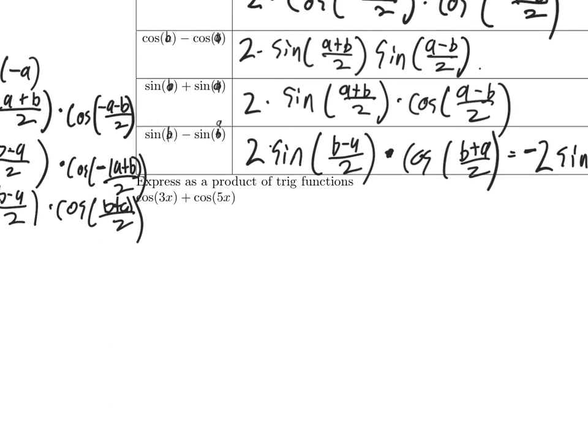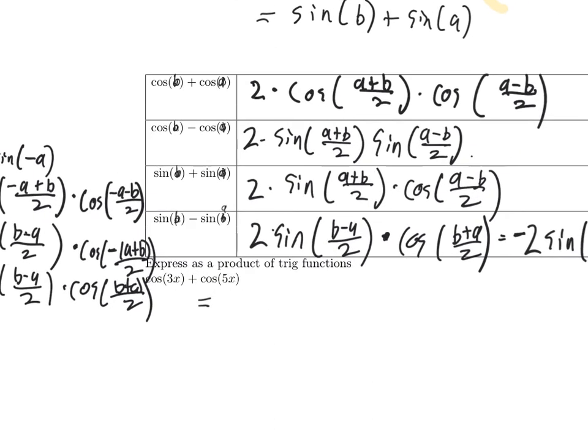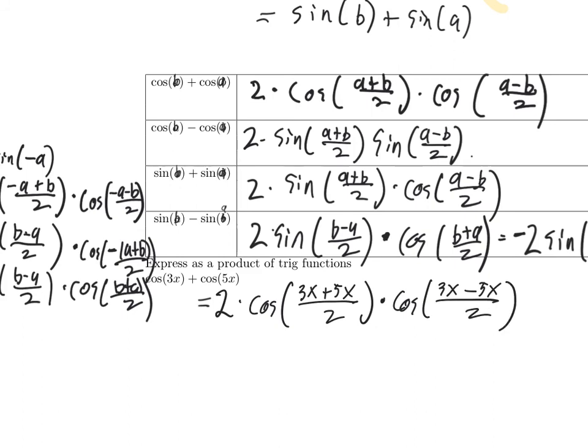So I just want to do one application of that. Let's take this formula and express this as a product instead of a sum of trig functions. Cosine of 3x plus the cosine of 5x. Let's see what that secretly is the same as. So it's the sum of two cosines. So this will be equal to 2 times the cosine of 3x plus 5x all over 2 times the cosine of 3x minus 5x all over 2.